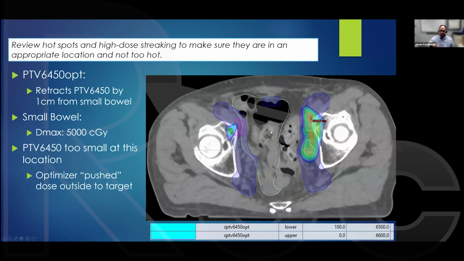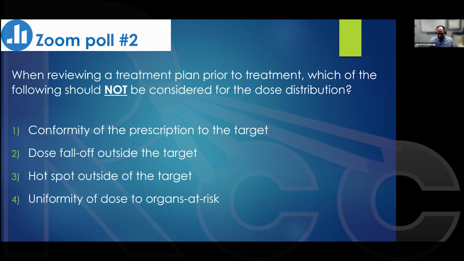I can talk about that maybe while you answer the next question, because the next question is our second poll question. I'll read it. When reviewing a treatment plan prior to treatment, which of the following should not be considered for the dose distribution? Again, not. Conformity of prescription to the target, dose fall off outside the target, hot spot outside the target, or uniformity of dose to organs at risk.